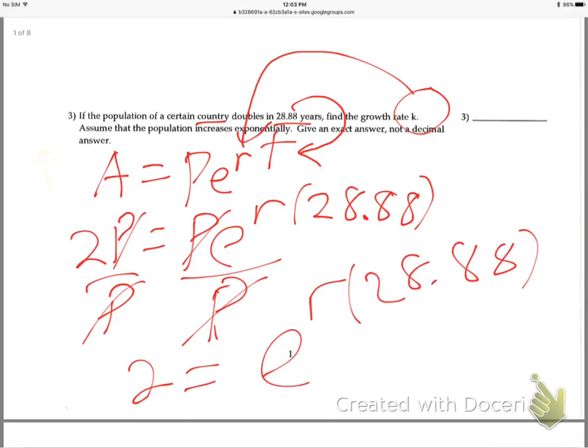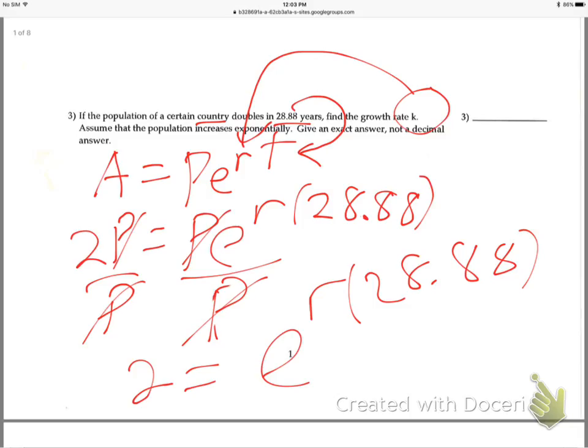Solve for r there. Take the natural log of both sides, right? And that's all they want. Basically they're just asking us to do phase 1. Normally once we get R, that's just phase 1, like on the last problem, and then we plug it back into the PERT and do something else. This one is just a phase 1 question. Just find R. Just find K, they called it.